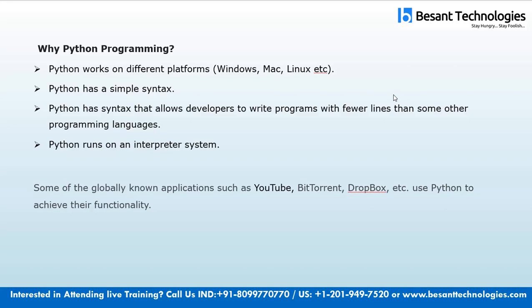Interpreter. A translator converts low level language into high level language and high level language into low level language. So Python runs on an interpreter system. Okay, Python uses which translator? Interpreter only. Some of the globally known applications such as YouTube, BitTorrent, Dropbox, etc. use Python to achieve their functionality.